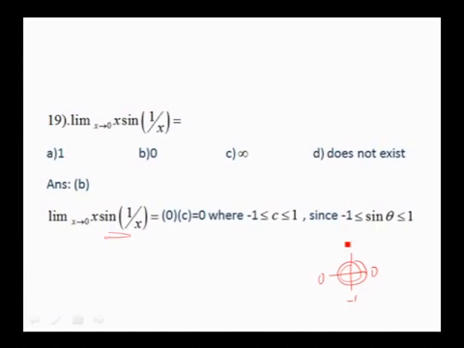Therefore, if we keep this value sin 1/x as c, where c is some value between -1 and +1, because -1 is less than or equal to sin theta less than or equal to 1. Therefore, x becomes 0, and sin 1/x as x tends to 0 becomes c. 0 into c is 0, so answer is B, 0. Option B, here the answer is option B.